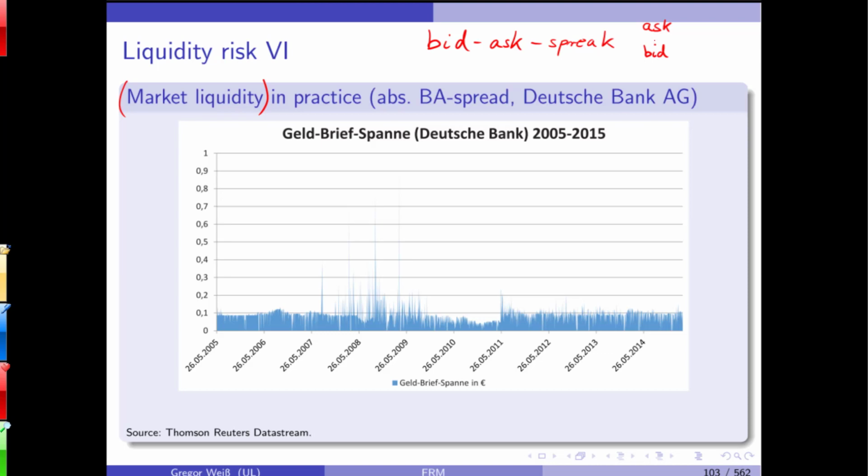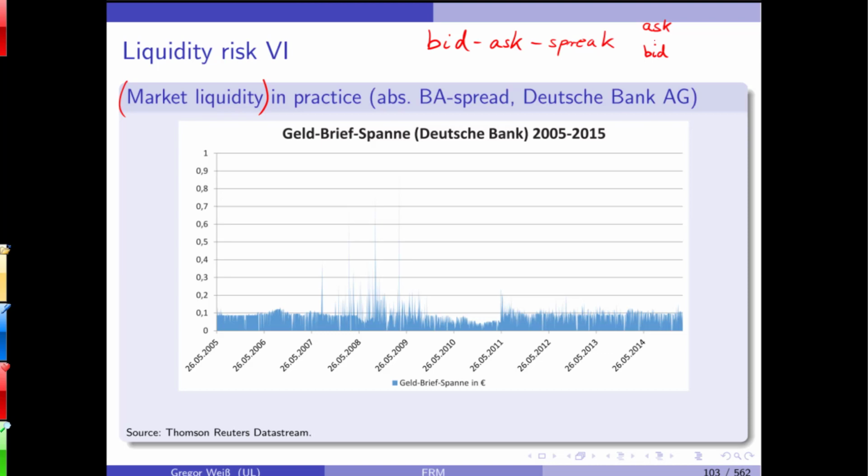And obviously, if I were to take this pen here, I bought it, let's say, for 10 euros. How much would you give me for this pen? 9 euros and 90 cents? Probably not. I would be lucky if I were to get 2 euros out of it. A huge bid-ask spread. Why? It's not very liquid.